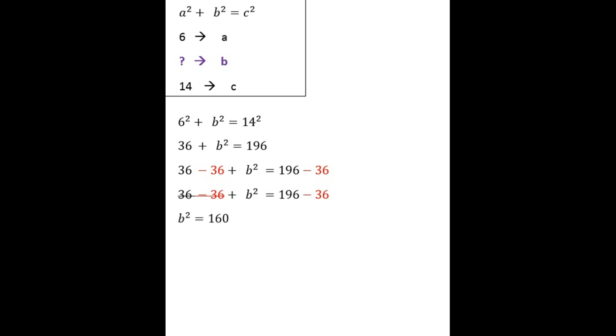We have 6 squared plus b squared, again, that's what we're looking for, equals 14 squared. Then we have 36 plus b squared equals 196. All right, so we subtract 36 from both sides so we can isolate that variable, get it by itself. 36 minus 36 is 0, and 196 minus 36 is going to equal 160. So b squared equals 160. That last step, don't forget it, take the square root of both sides.